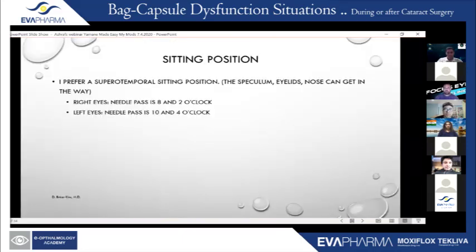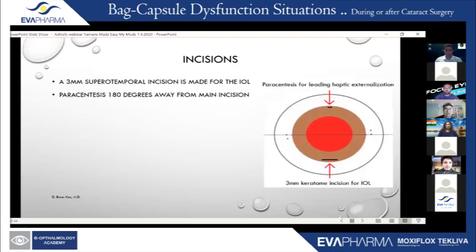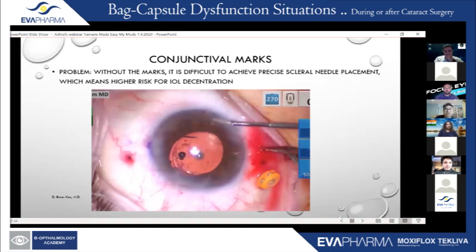So what I like to do is sit superior-temporally. I think it's easier anatomically. The nose is less intrusive, the speculum's out of the way, the eyelid is out of the way. And I like to make a 3 millimeter superior-temporal incision and a paracentesis 180 degrees away from the main incision. The problem with not having conjunctival marks is that it's difficult to achieve precise scleral needle placement, so you can have a higher risk for IOL decentration, as you see here.